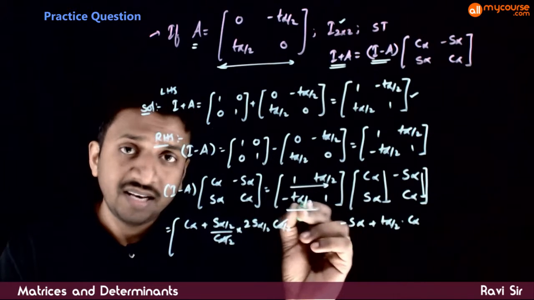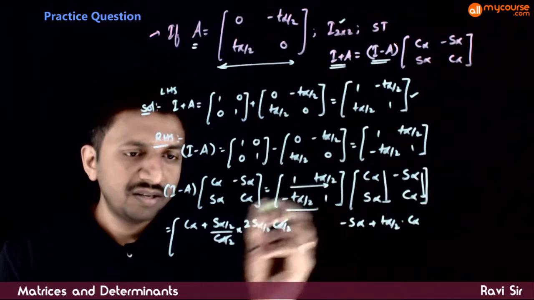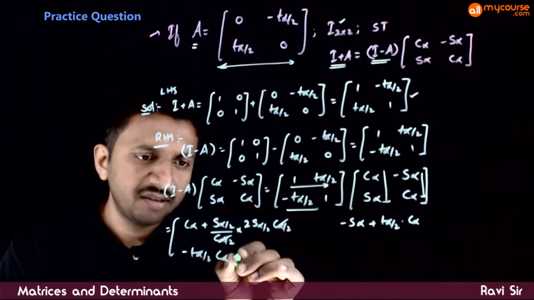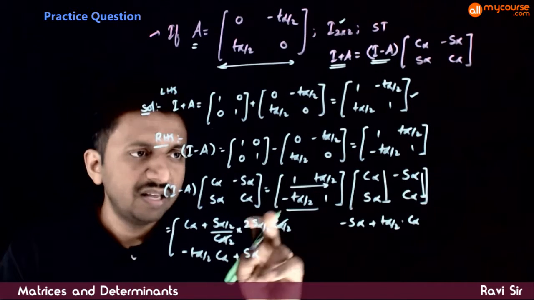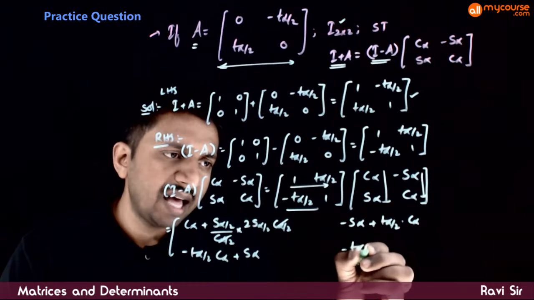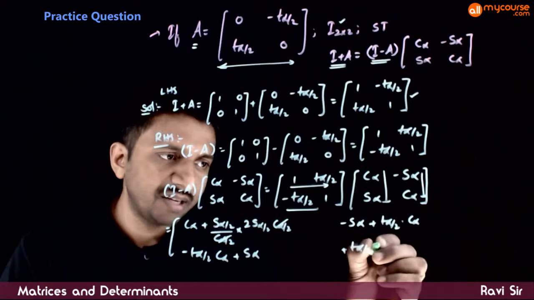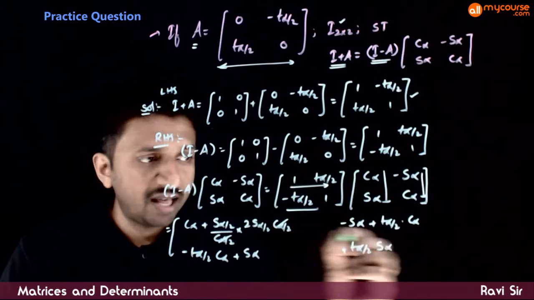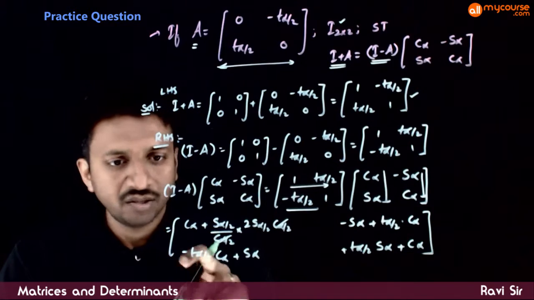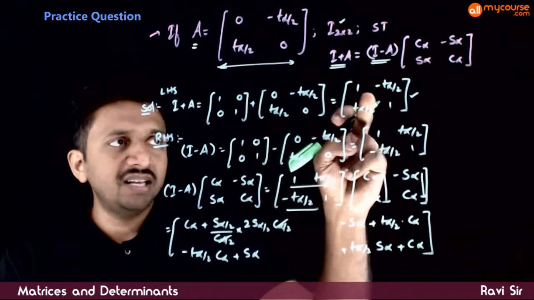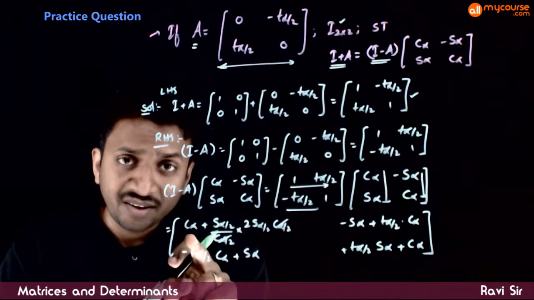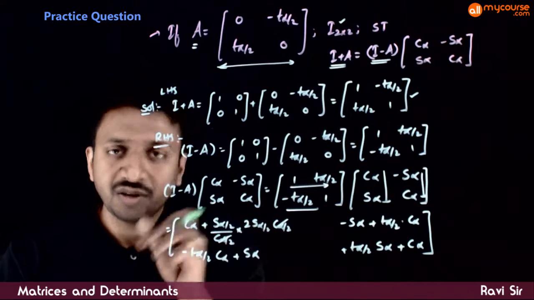And next row times first column: minus tan α by 2 times cos α plus sin α. And second row times second column: minus tan α by 2 into minus sin α, that is tan α by 2 into sin α, plus cos α. So we need to prove that this is exactly equal to this. Let me try to simplify each of these terms.